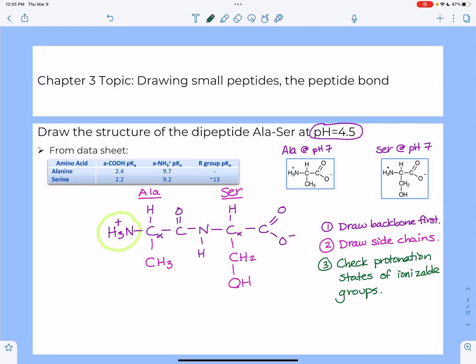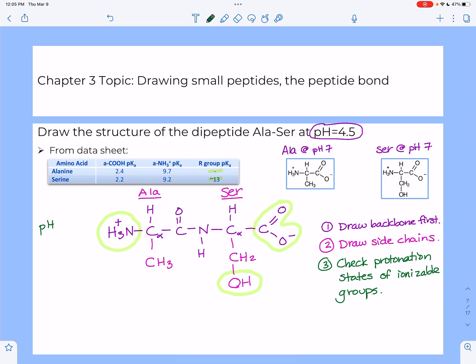Okay. Now when we go over here, we've got our carboxyl group, and the carboxyl group also remains ionizable. If we look at alanine, its side chain doesn't have a pK associated with it, so we don't have to consider that. But serine, although it's very high, it is possible to deprotonate it, so we're going to circle that as well. And now what we're going to do is compare, at pH 4.5, what's the protonation state of my group. So we're going to start at the left.